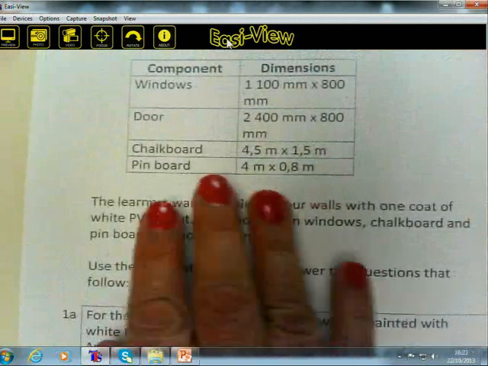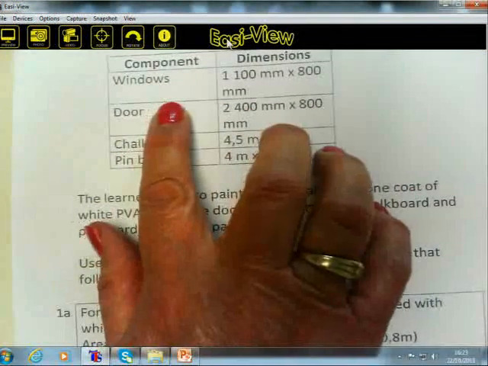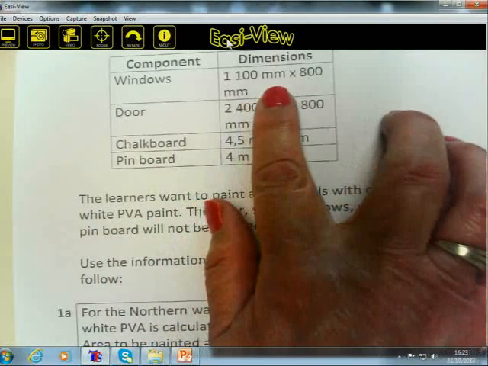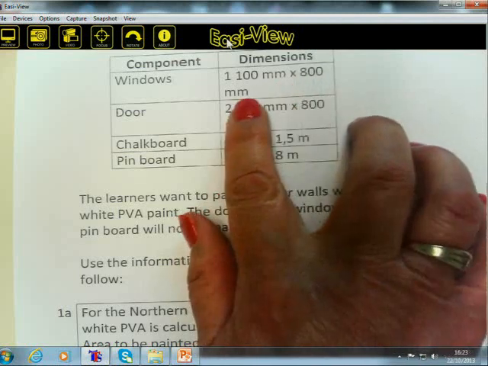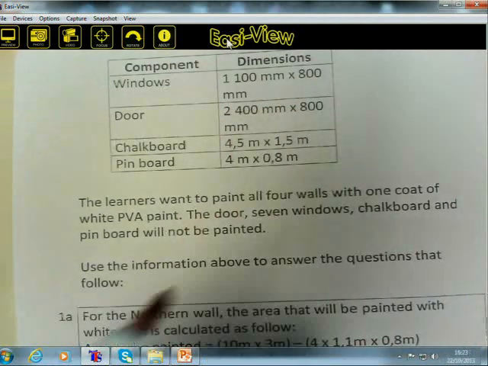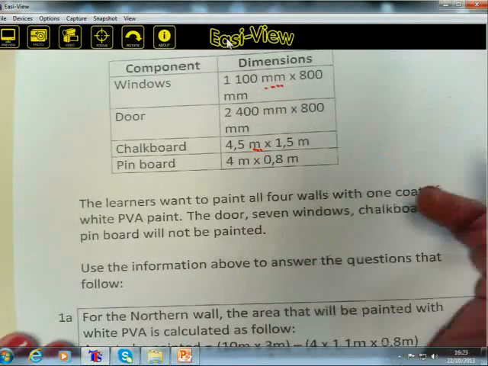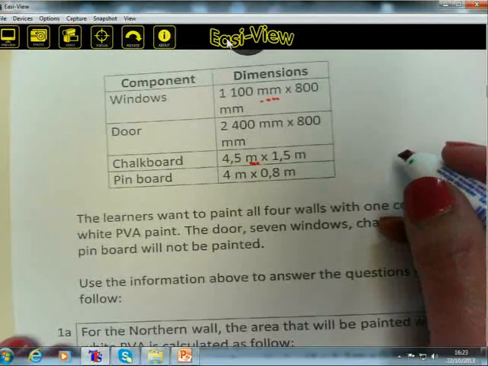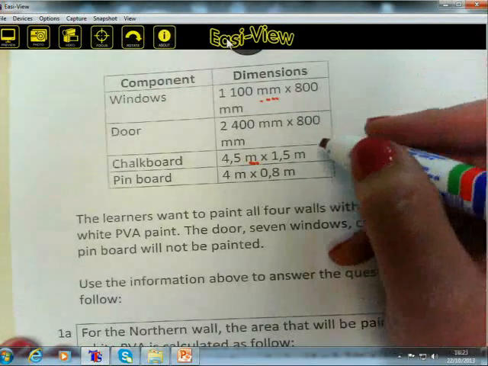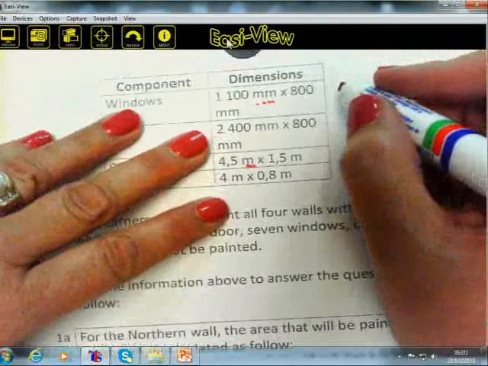Then they also give us all the formulas. You will see the dimensions. The windows are 1,100 millimeters by 800 millimeters. Immediately I see a red light because here we work with millimeters, and there's meters. So we must convert. Before you start working on the sum, you must convert to the same unit. Let's convert to meters. We convert by dividing by 1,000.